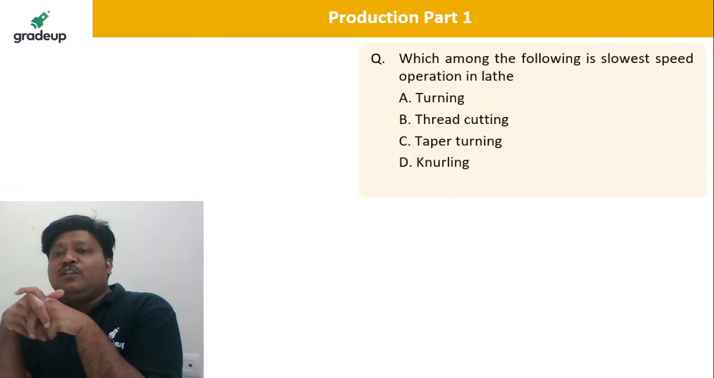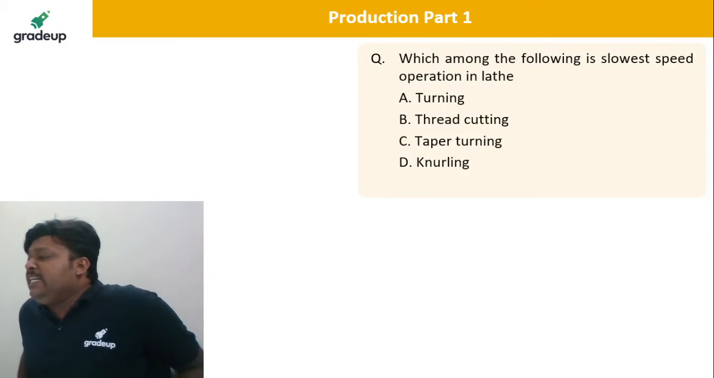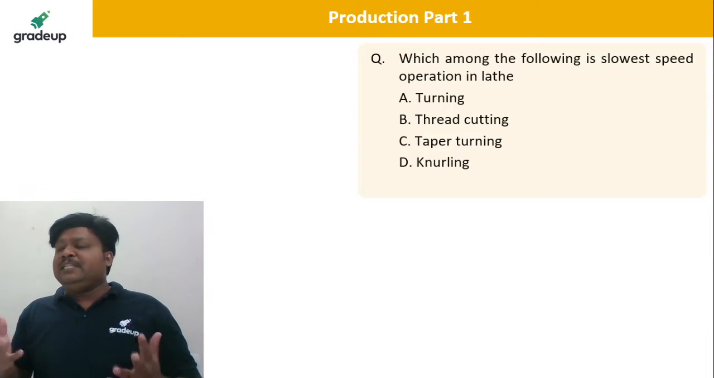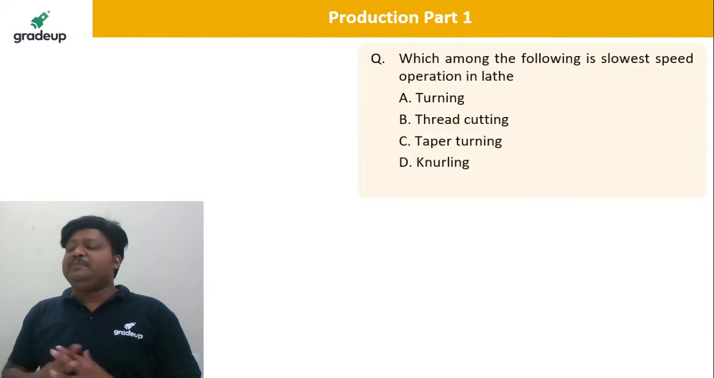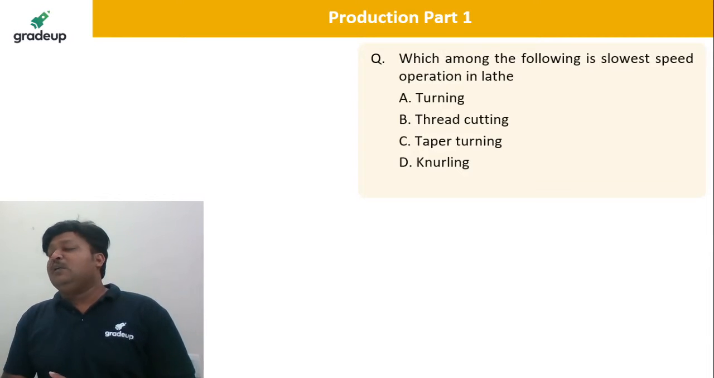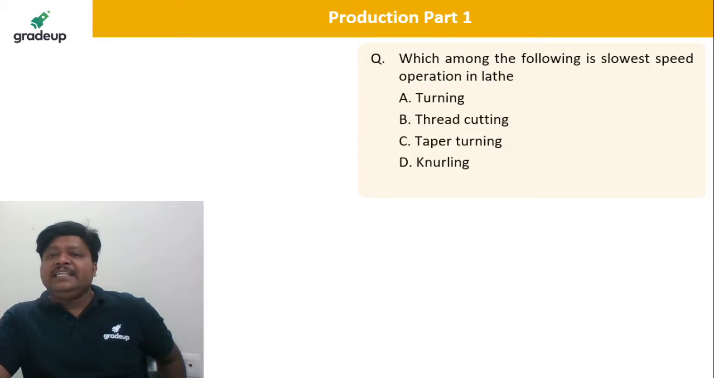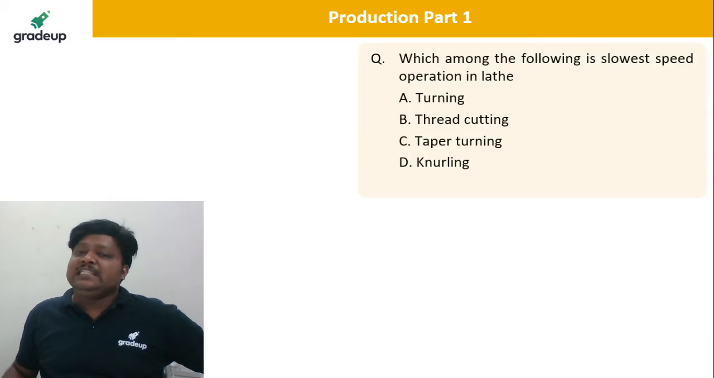Dear, tell me which one among the following is the slowest speed operation on the lathe. Nice, dear, nice. Avasthi, yes, it may be in inches, in millimeters. Generally inches we are using in the ASA system and in ORS we are using millimeters. Yes, dear, tell me which among the following is the slowest operation. Turning, thread cutting, taper turning and knurling. Tell me. Very nice. All are correct. Balaji, please check your answer.